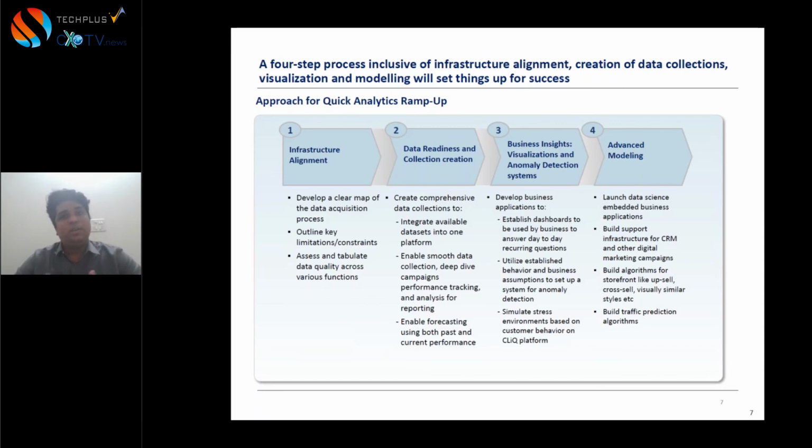So to avoid your investments going to waste, what is really important is to align on the infrastructure needs, draw out a clear map of data acquisition processes, what are the constraints or limitations of a system, and ensure that everything is tabulated and documented. What I mean by limitations or constraints is that in certain systems it might not be possible to have day-on-day data around certain snapshots.